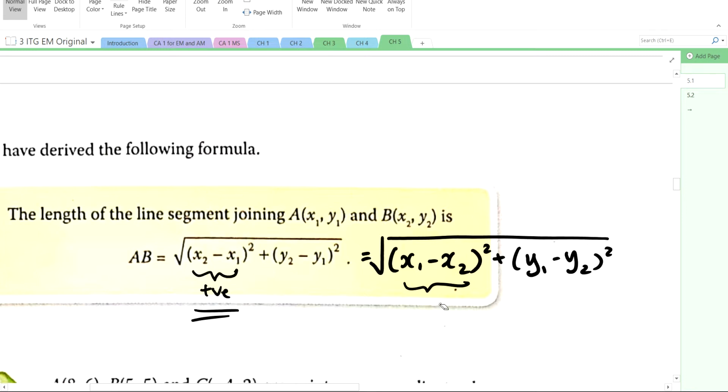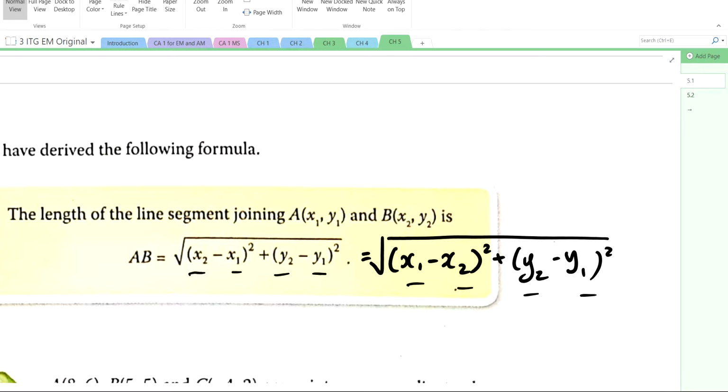Now, how about this way? I've got x2 minus x1, y2 minus y1. Then I got x1 minus x2, y1 minus y2. What if I switch this one around? y2 minus y1. So I have 1 and 2, then 2 and 1. Does it make a difference in the final value? No. Yeah, it doesn't make a difference.